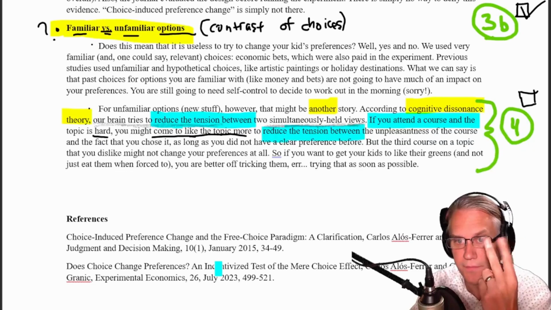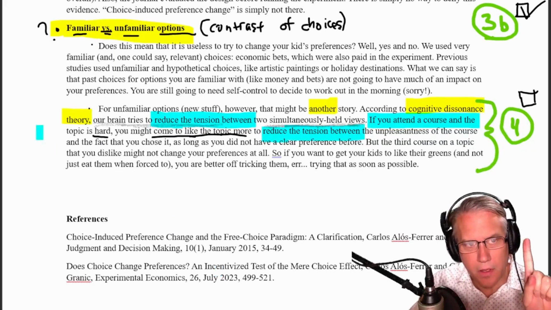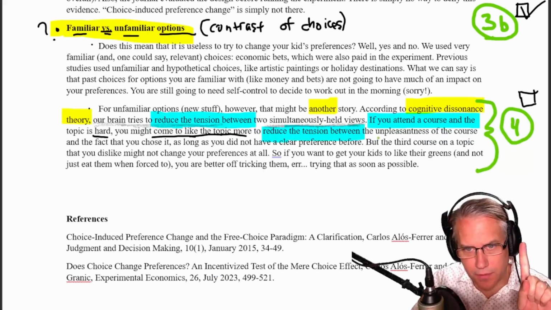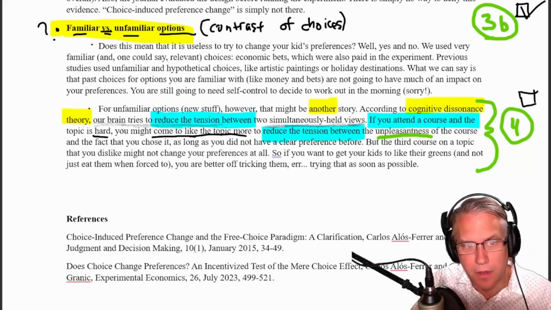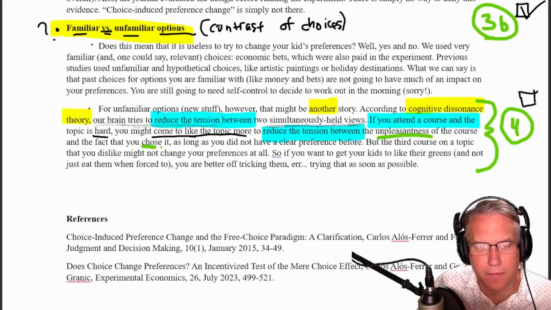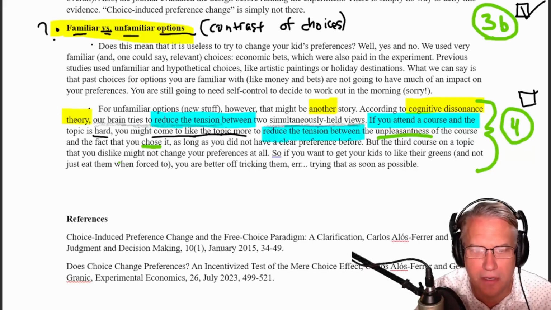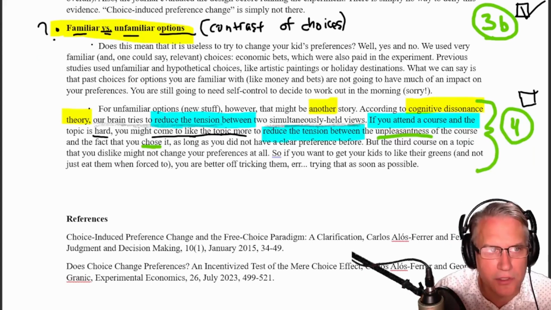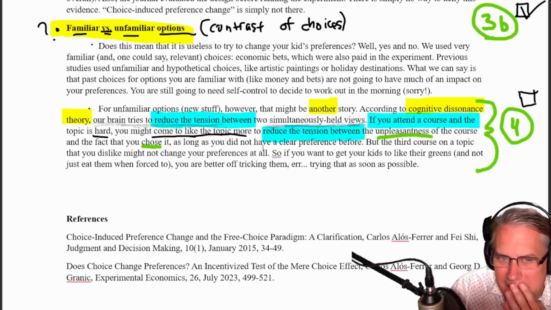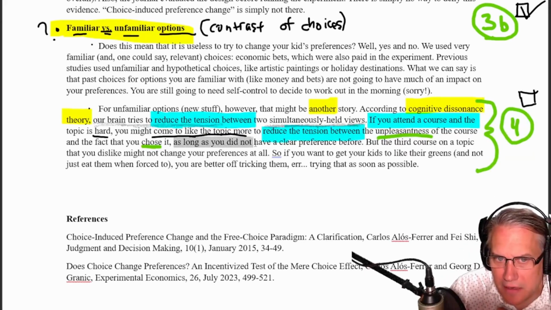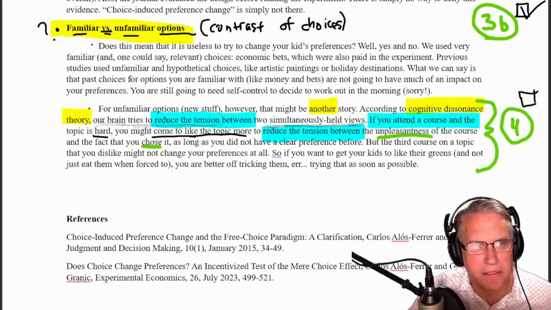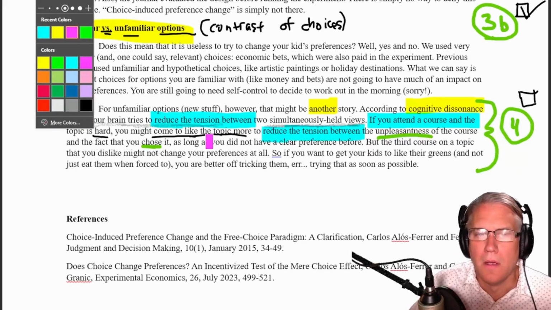So two things. One, the unpleasantness of the course makes you uncomfortable. And number two, the fact that you chose it. As long as you didn't have a clear preference before. Interesting. I'm slowly beginning to understand. This right here is a qualifier. This is qualifying the statement that comes before. Wow.